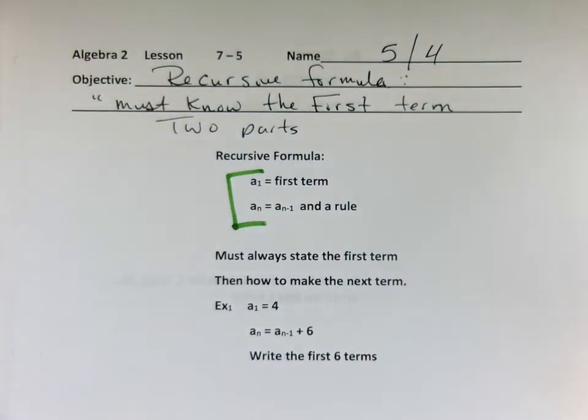So then you have to know the first term. You have to know where to start, and then once you know where to start, you follow the rule. You always need the first term. A lot of kids don't do that.